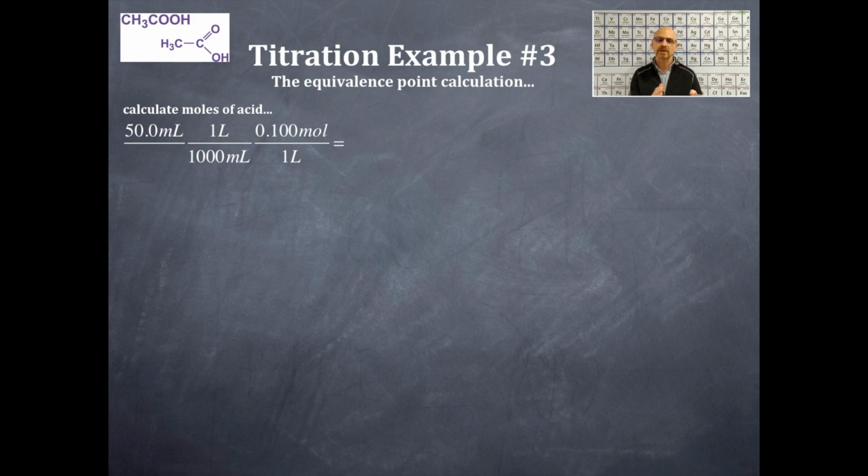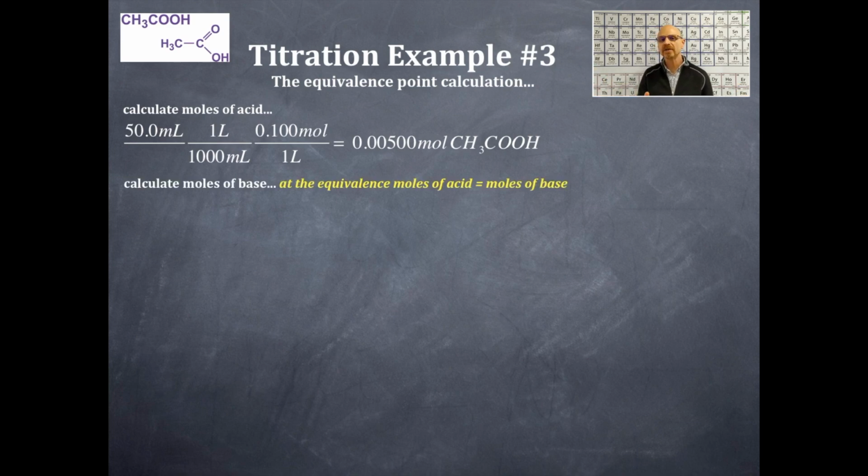So I have 50 mL divided by 1,000 mL to convert to liters, and then multiply by 0.1 moles per 1 liter. That gives me 0.00500 moles of acetic acid. That's how much acetic acid I have inside the flask or reaction vessel initially, before anything happens. That's as much acetic acid as I have.